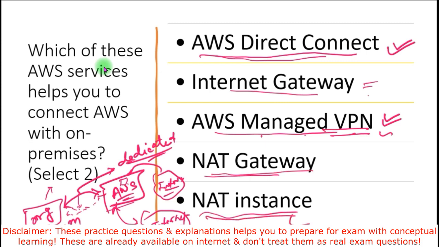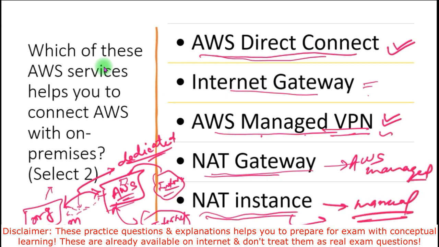A NAT instance is something where this instance can be installed with the NAT template, that is an AMI, and we can configure it to work as a gateway. NAT gateway is an AWS managed service. This one, we need to manage manually. So I hope all these services are clear to you, and for this question our answer will be AWS Direct Connect and AWS managed VPN.